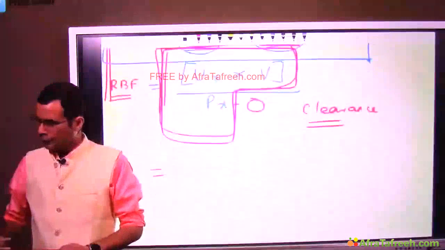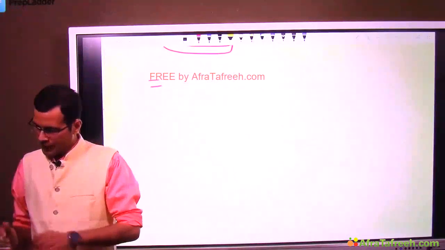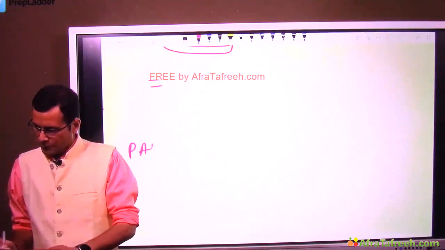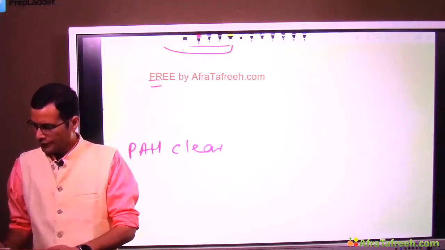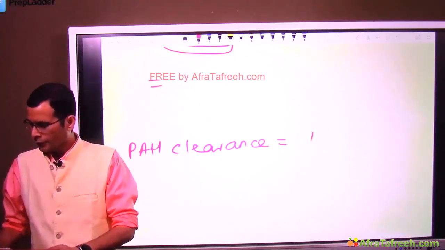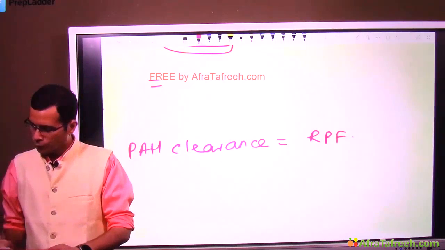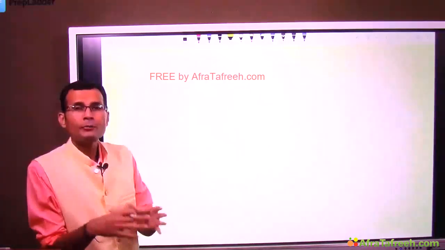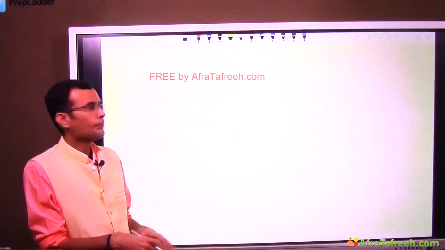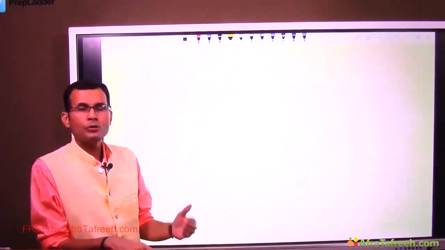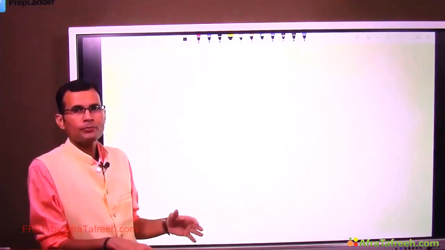Right. And therefore, let's write it down that PAH clearance is equal to renal blood flow and renal plasma flow. Now let's come to the question. Thrice the recommended dose of PAH was given.